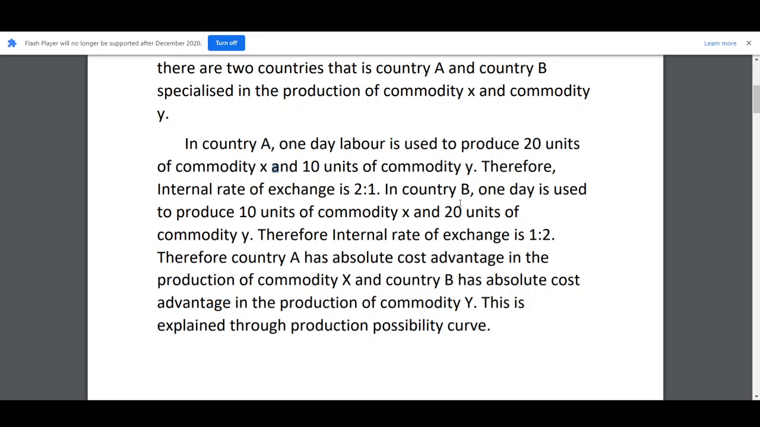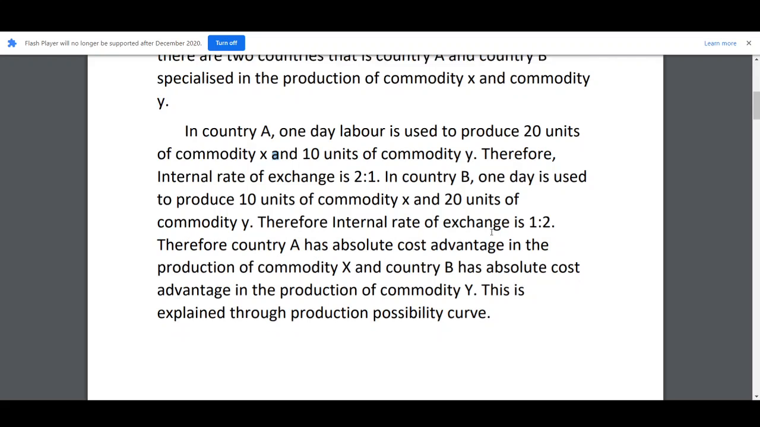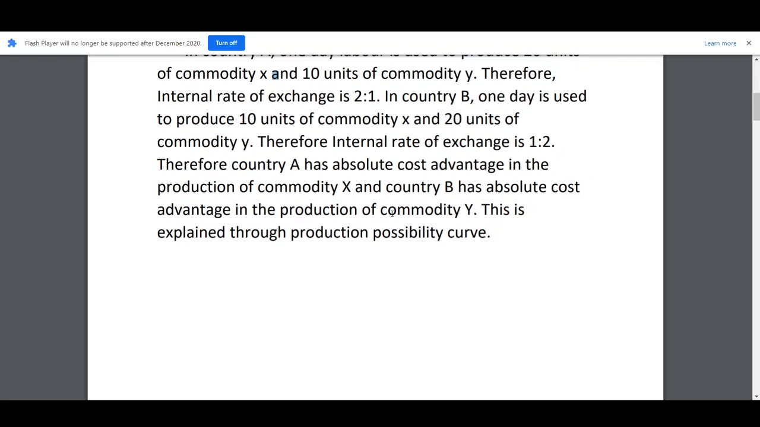That means in country B, one day is used to produce 10 units of commodity X and 20 units of commodity Y. Just opposite of country A. Isn't it? Therefore, the two countries' internal rates of exchange: country A is 2:1 and country B is 1:2. Therefore, what happens? Country A has absolute cost advantage in the production of commodity X.